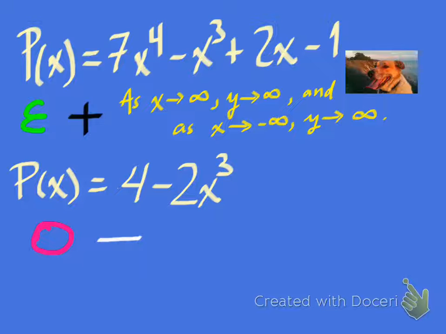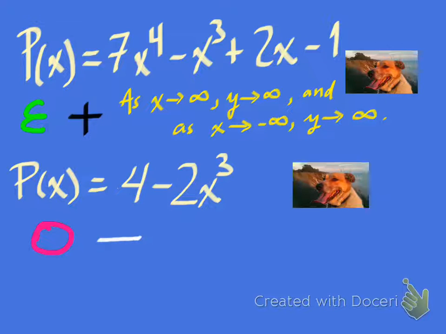Now, just keep in mind, the leading coefficient doesn't mean the first number necessarily. It means the coefficient of the term with the highest exponent. So in that case, this is negative 2. So it's odd. It's negative. That means the right end is going down. Therefore, the left end must be going up.